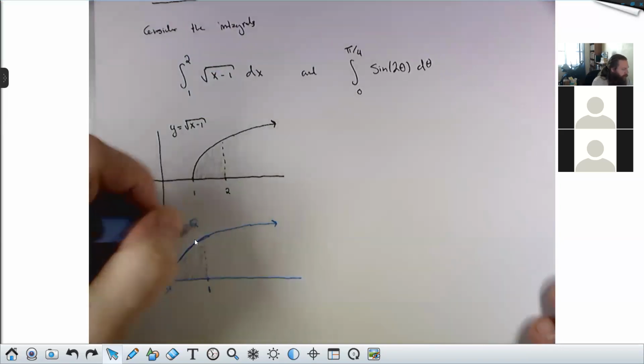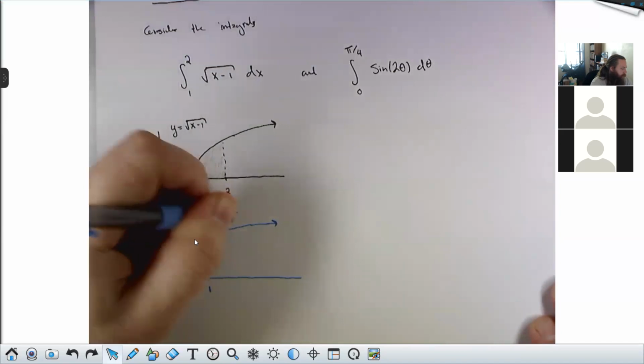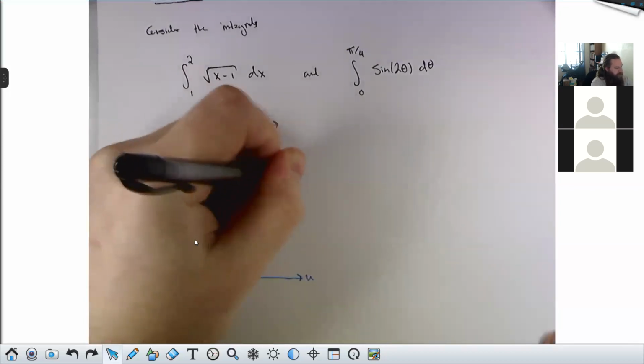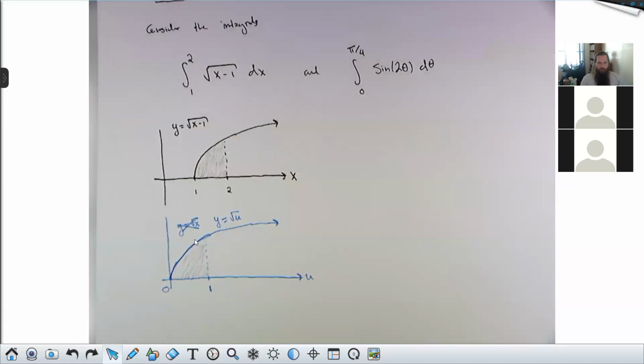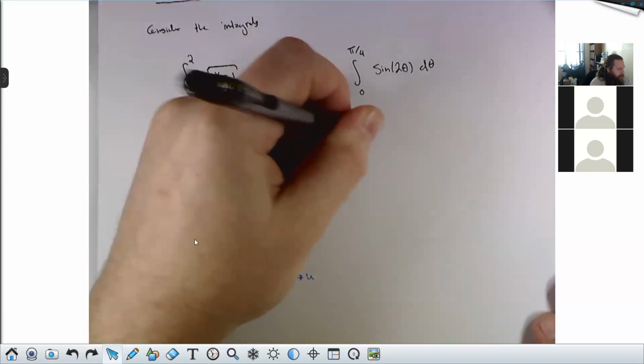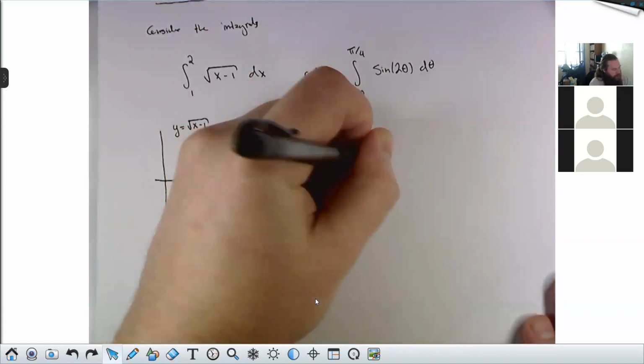The catch is, instead of writing y equals square root x, we call this y equals square root of u. I want to use a different variable. So I think of this as the u axis as opposed to the x axis. Those areas are the same, so the integrals will be the same. Here's how we do it. It's called making a substitution. Another word for this is a change of variables or a change of coordinates. I'm going to transform this region into this region by making the substitution u equals x minus 1.